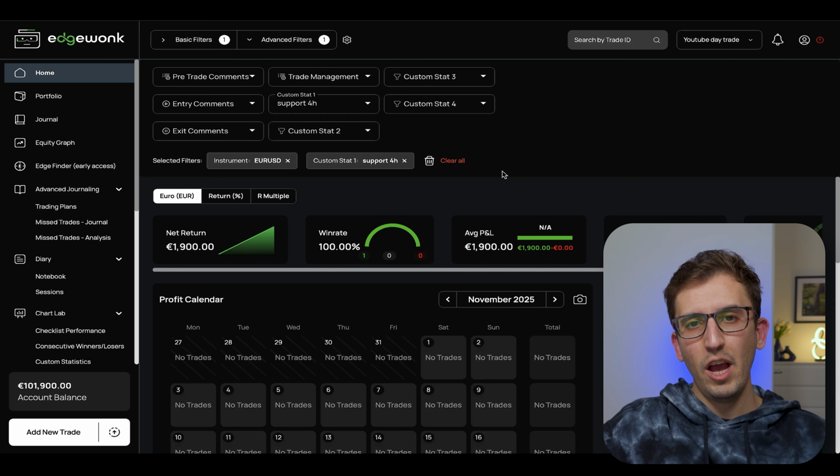So yeah, I really like this software. And that's why it's very important that if you want to improve as a trader, you need to make sure that you're journaling.